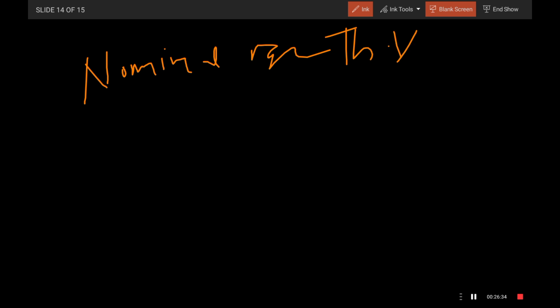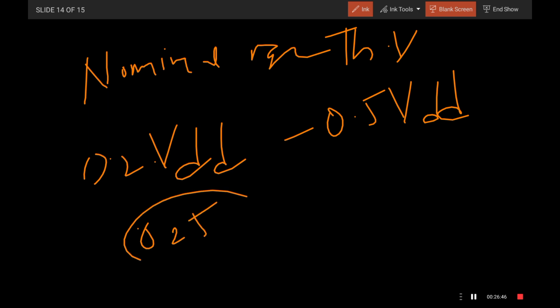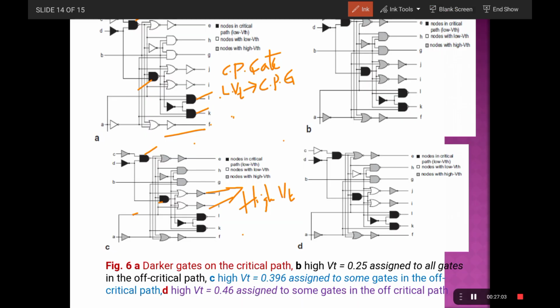Why? Because generally the nominal range of threshold voltage is 0.2 of VDD to 0.5 of VDD. So for that purpose, beyond 0.2 it can be treated as a high VT. That's why we are increasing the threshold voltage from 0.25, 0.35, 0.45 like this up to 0.5. We are assigning the different threshold voltages to the non-critical path gates. Okay, that is the basic agenda.